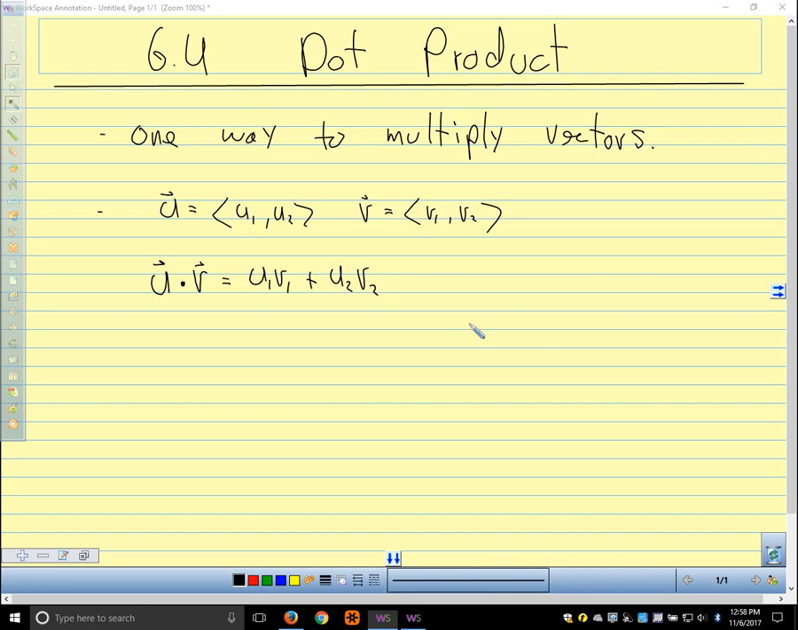Our dot product gives us a scalar. Not a vector. We just get a number. Very simple operation to do. Multiply the x components, multiply the y components, add them together. Yes? What again is a scalar? Scalar is just a number, a real number.